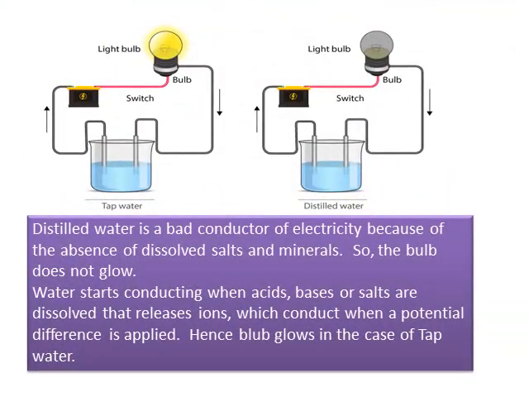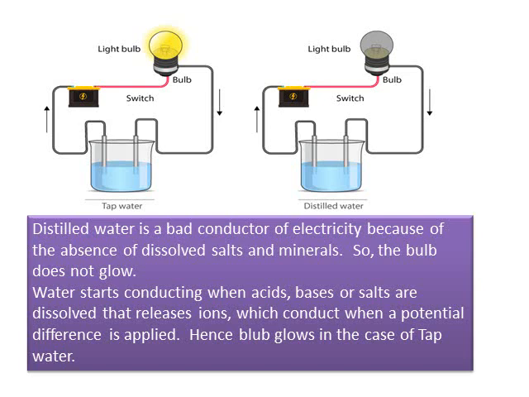Here is a tester for testing tap water and distilled water. When tap water is taken first, you can see the illumination of the bulb. The bulb glows when connected to the circuit as shown in the figure. It means that the liquid is a conductor and makes the bulb glow.